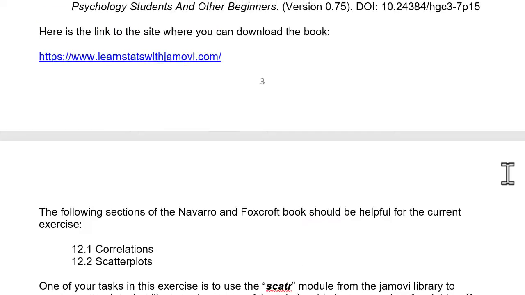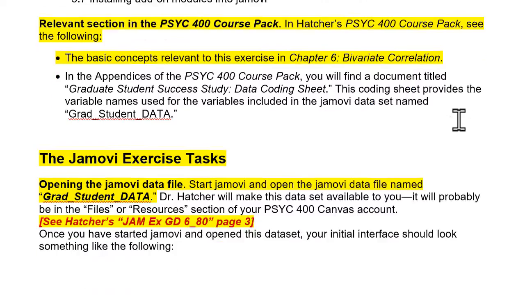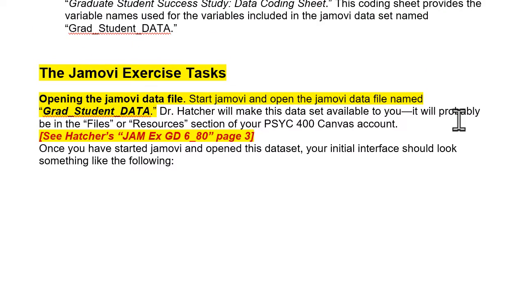Let's scroll down. I'm on page 4 now. I point out documents you can refer to for help, relevant sections of your Psych 400 course pack. Basic concepts that I refer to in this exercise are in your course pack in chapter 6, Bivariate Correlation, which I referred to a second ago.